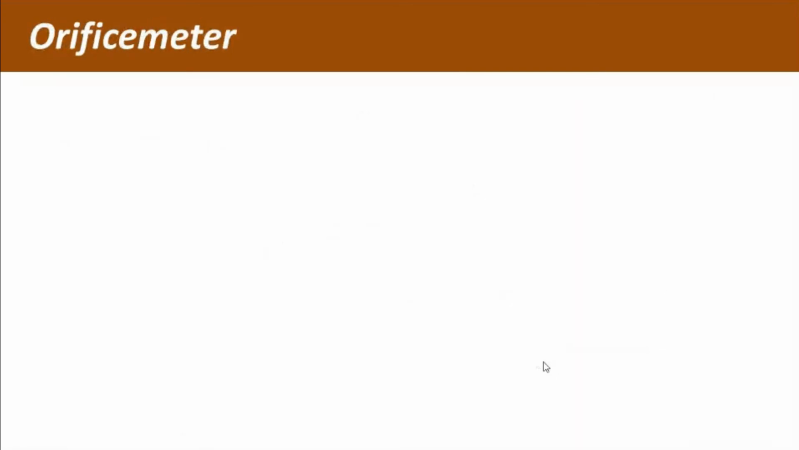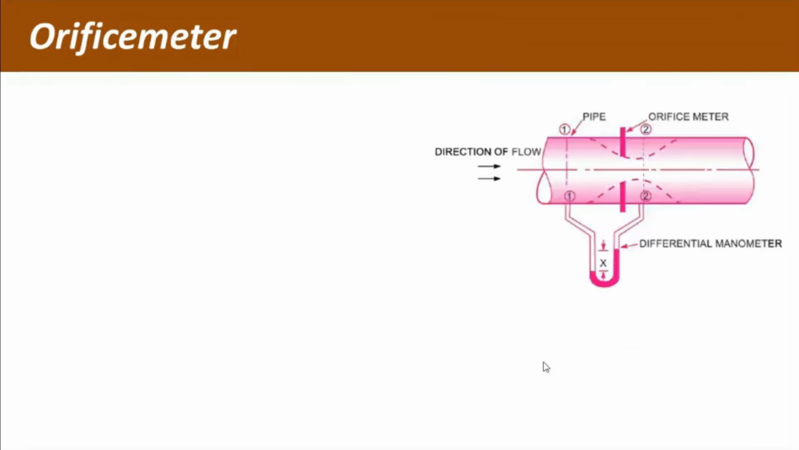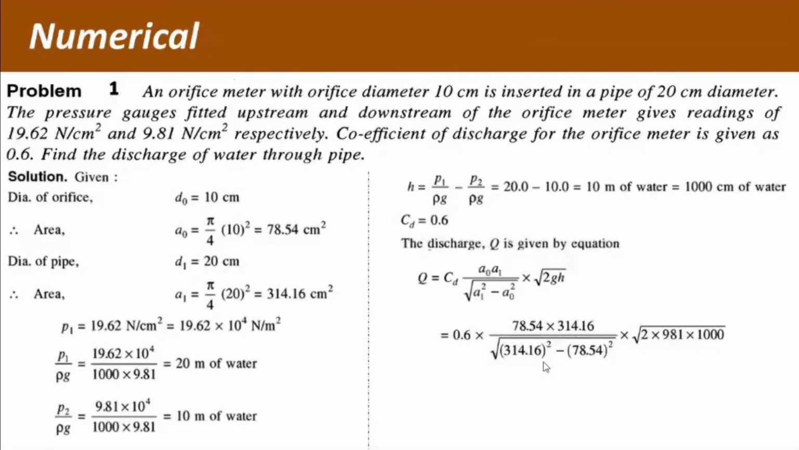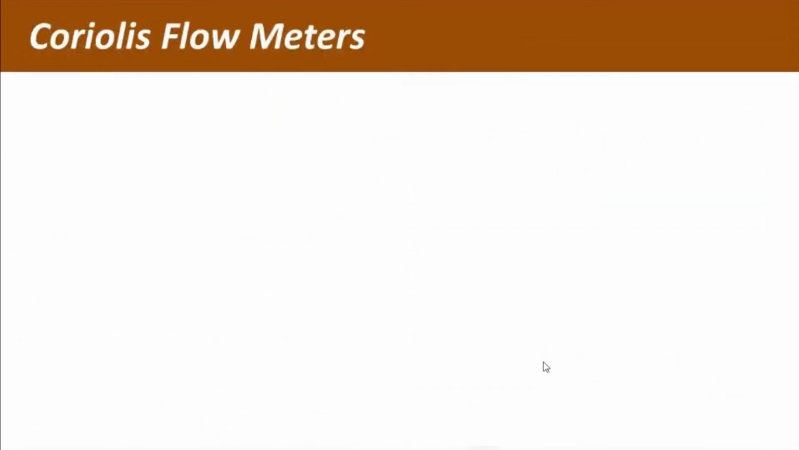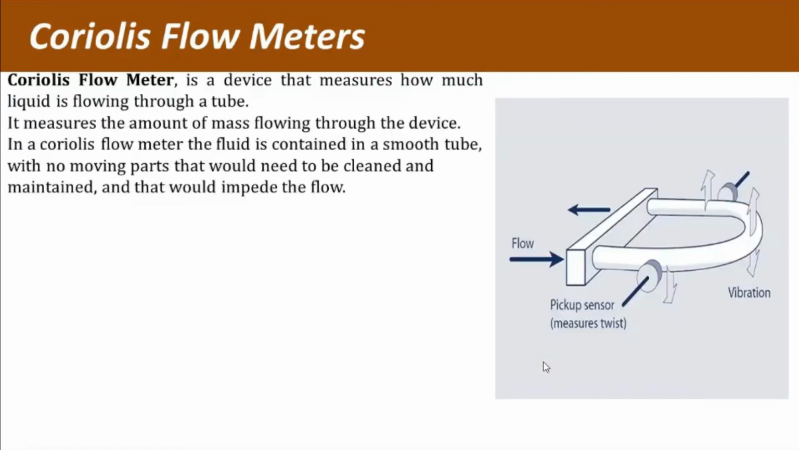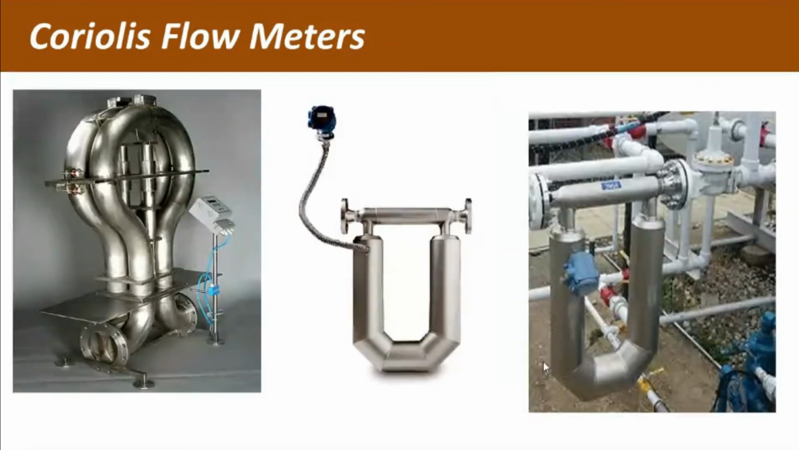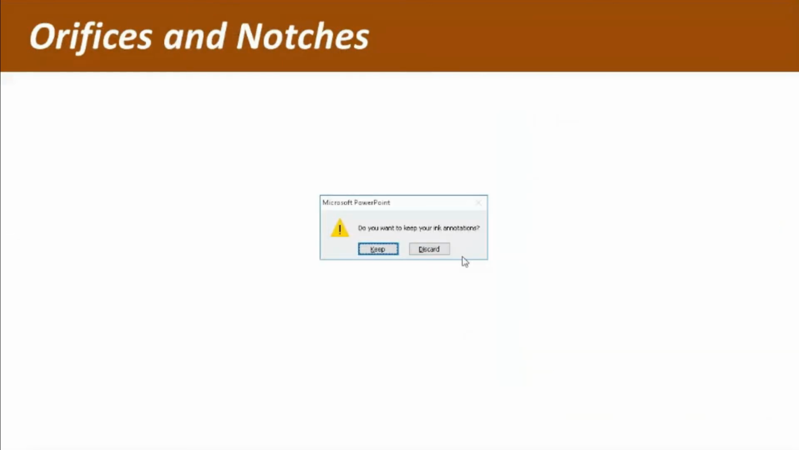Today we'll stop here. Today we saw the numericals on Venturi meter. After that, next is orifice meter, so what an orifice meter is, then one numerical on orifice meter, then pitot tube numericals, and Coriolis flow meter. All this we will try to cover in the next lecture.